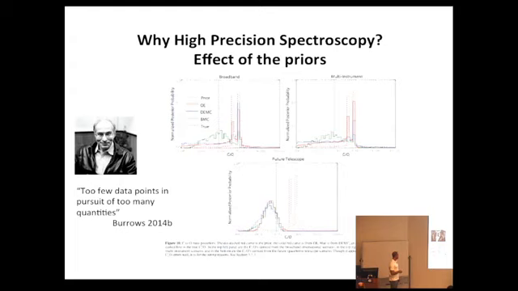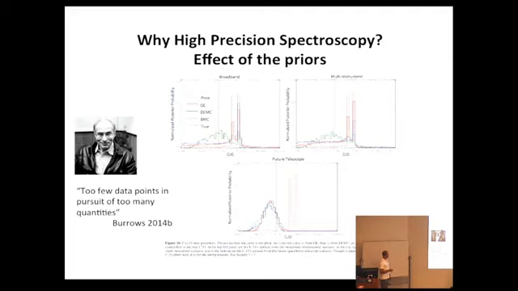And so the point being that as the data get better, that's from here to here, and then here, the impact of the prior becomes less and less, right? So as you get very high quality data, the prior almost doesn't make a difference if it's not particularly strong, and you can get the true value. This can be summed up as a quote from one of Adam Burrows' review papers: too few data points in pursuit of too many quantities, which I think is a great quote.